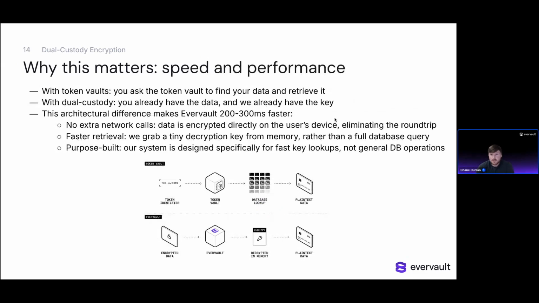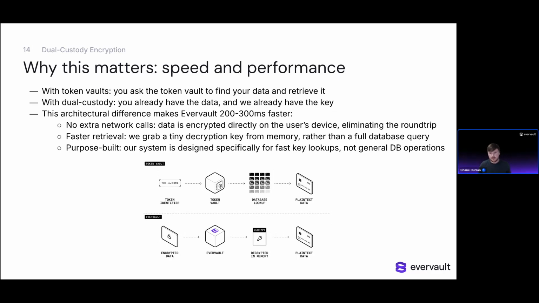The other thing is speed and performance. The simple analogy for this is with a token vault, you have the token, you go to the token vault, you ask them to find your data, they run a database query, they retrieve it, and then hand it back to you. Whereas with dual custody encryption, you already have the encrypted card data on hand, and we already have the key in memory. So to decrypt that information and pass it on to a third party, it's just a single pass-through request without any other database lookups.